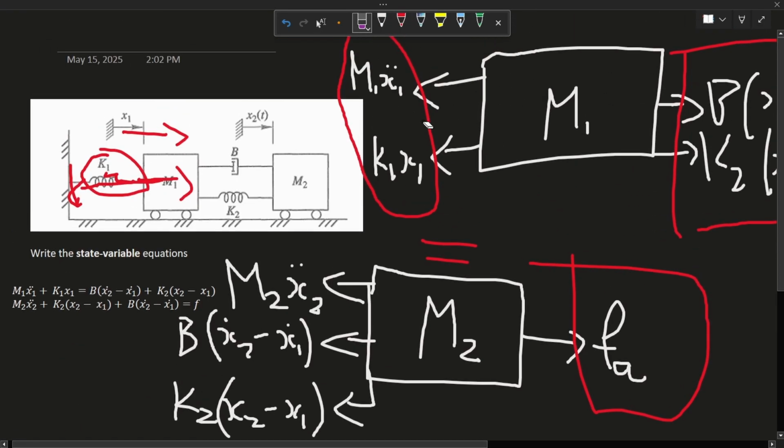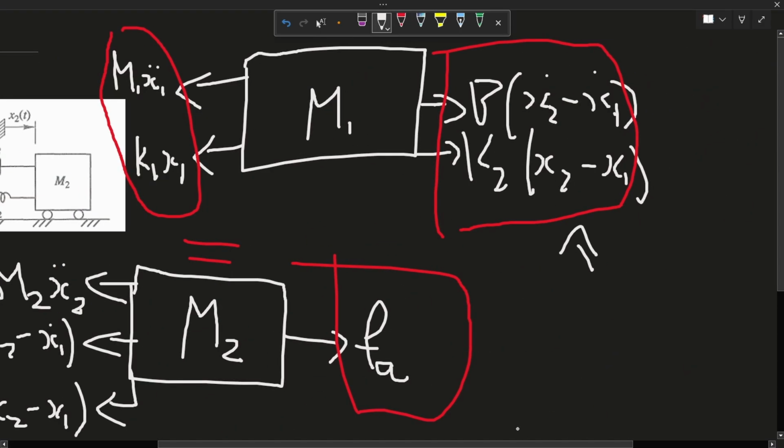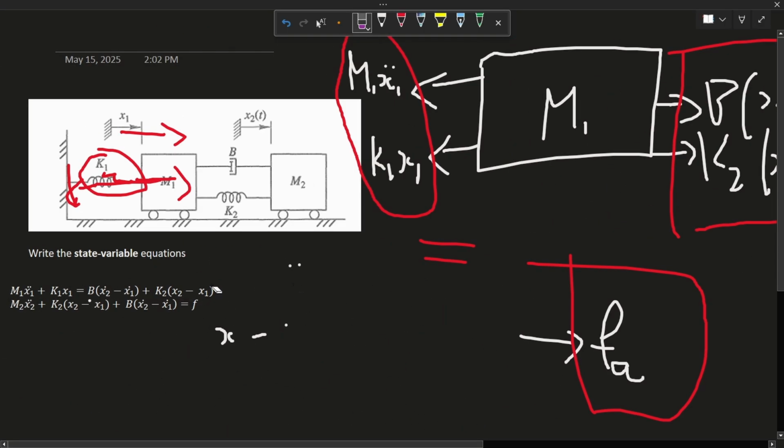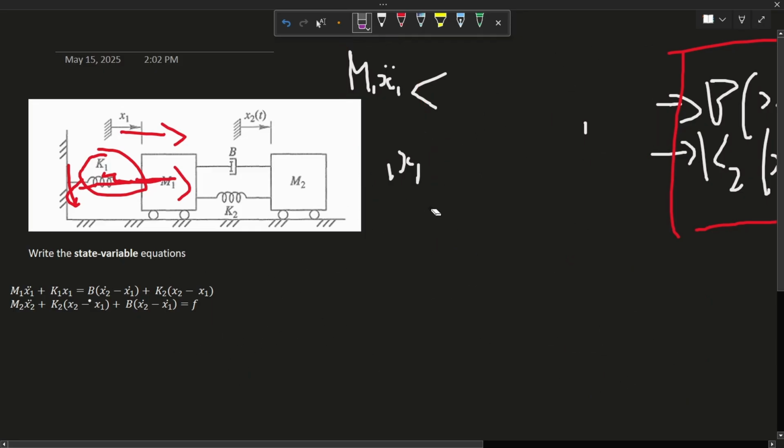So as you can see, whatever's on the left side, M1 x1 double dot, whatever, it's all over here, equals whatever's on this side. And same thing with this second free body diagram. Now that we have that, you don't really need the free body diagrams anymore. I'm just going to erase it to make room, and go back to the initial problem.